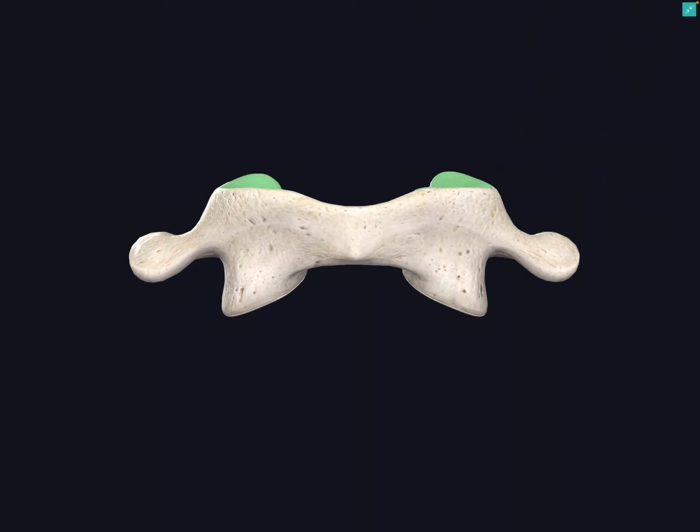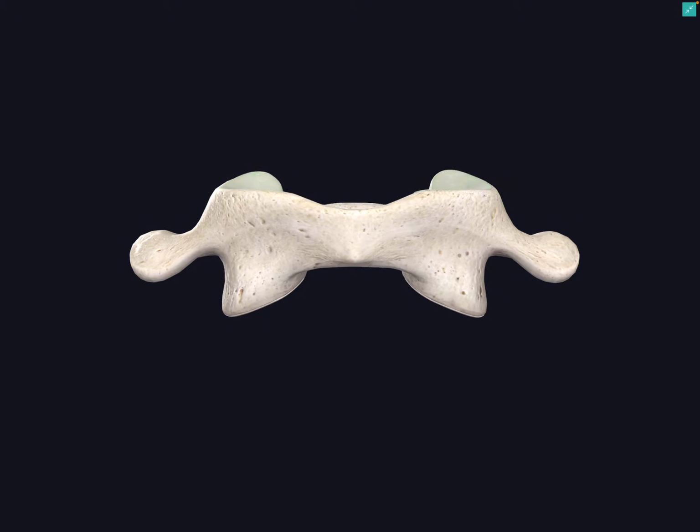Okay, so we're going to look at the atypical cervical vertebra. What we're looking at here is the first cervical vertebra, which is also known as the atlas. It doesn't really have an obvious body.